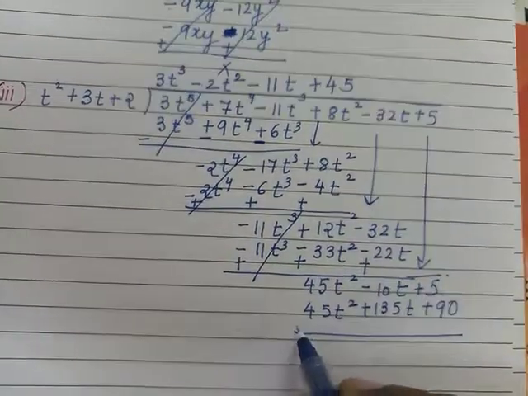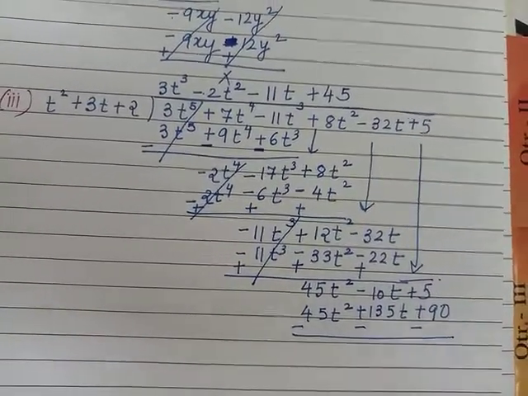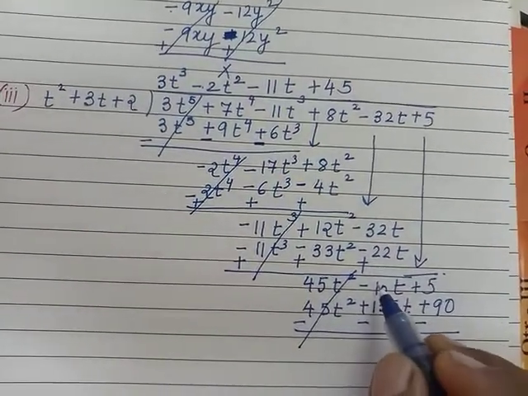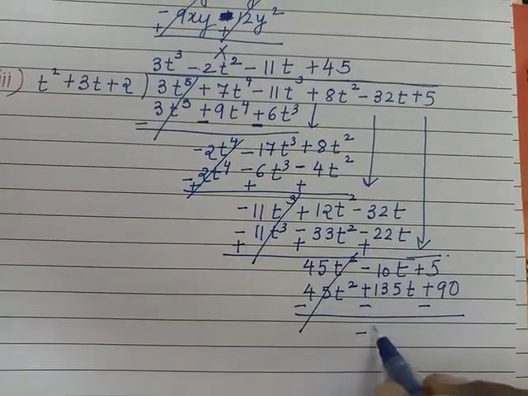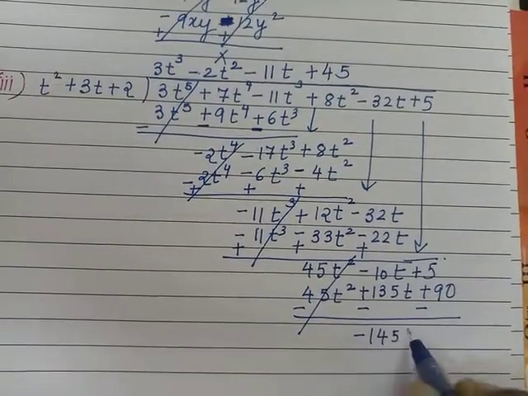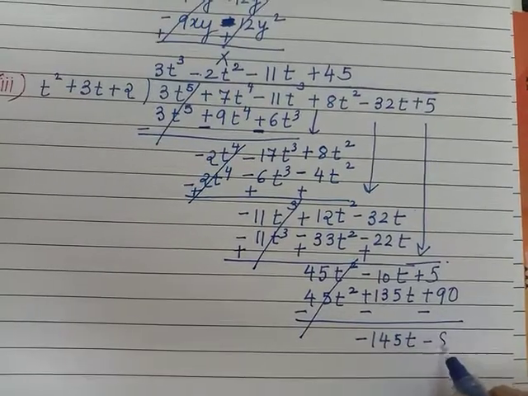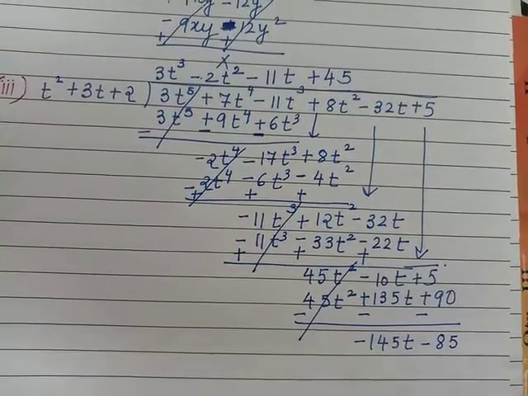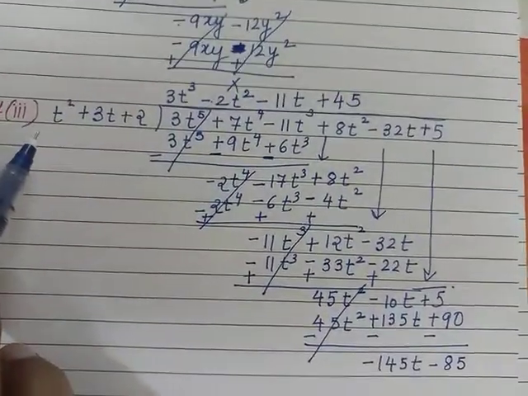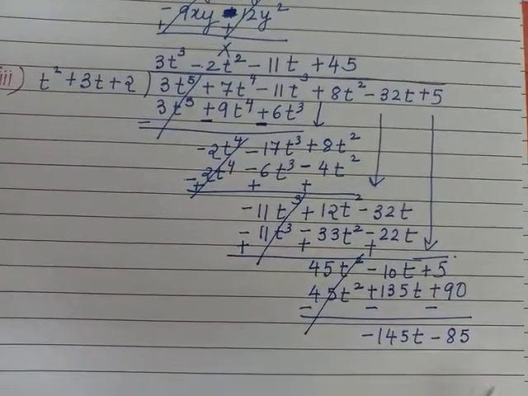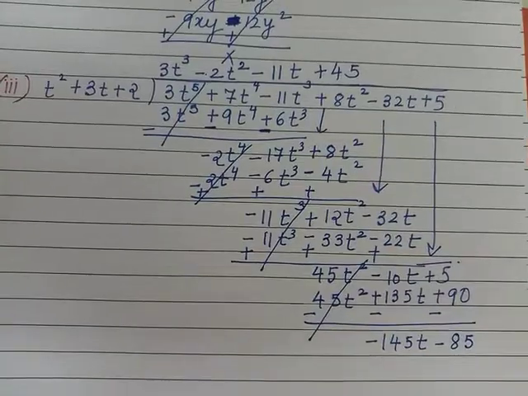Now again we change the sign. So this gets eliminated. This minus 10 and minus 35, 135 will give you minus 145t. Minus 90 and plus 5 will give you minus 85. Now the first term here is t square and we want t. So the more division is not possible. So we leave the answer this way.